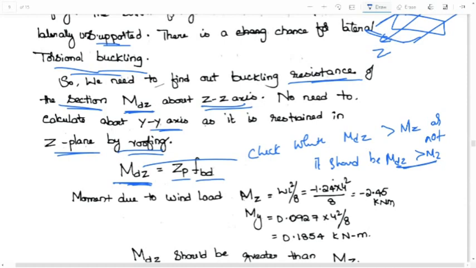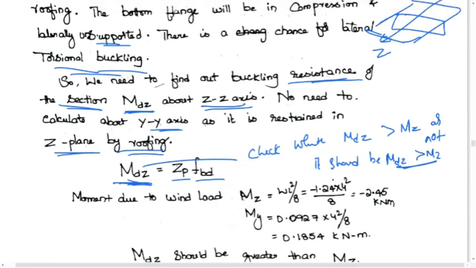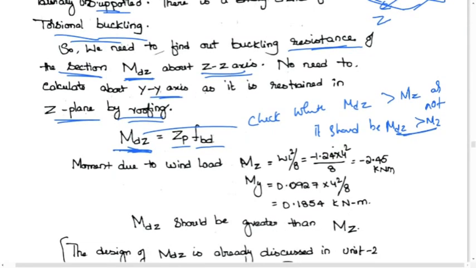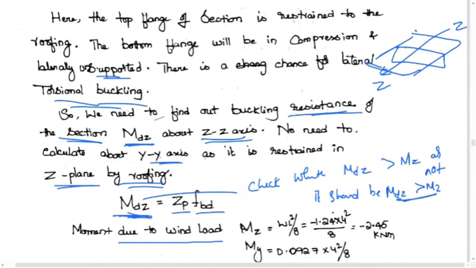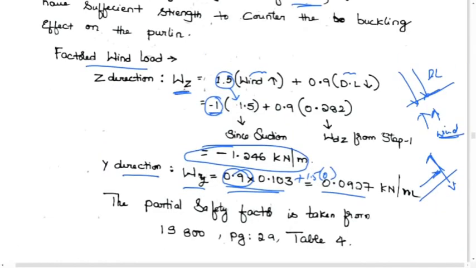We have seen the calculation of Mdz for a laterally unsupported beam in the previous unit. Let me give you a brief explanation of this procedure of calculating Mdz. So let us first calculate the moment due to wind loads. We have calculated the loads Wz and Wy, right? How much is it?